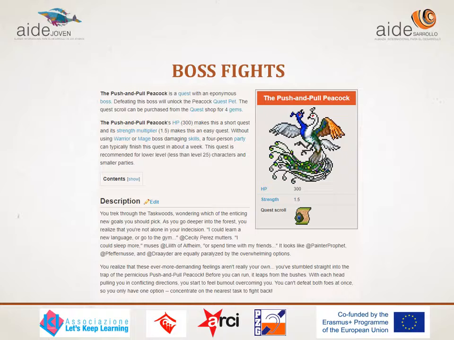But we can use boss fights to mask different quests. For instance, this is something that Habitica, which is an app for personal productivity, does.